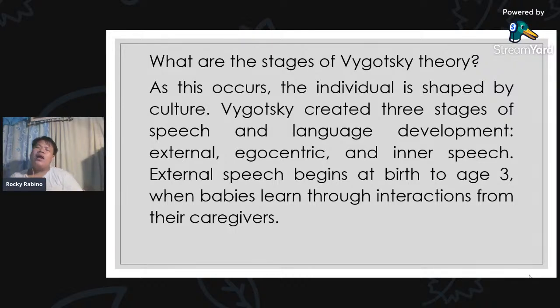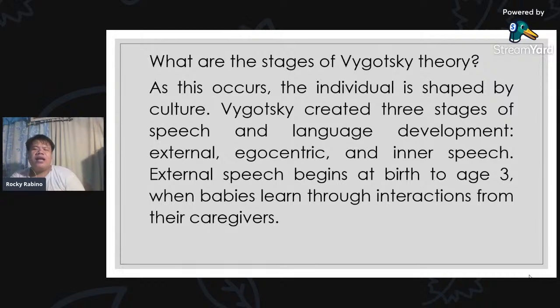Who are the external? These are the people that surround the child. Okay. Number one is the family. The other one is sometimes naman they learn a new word, they learn new things in the school or outside. Yan. Next is the egocentric and inner speech.